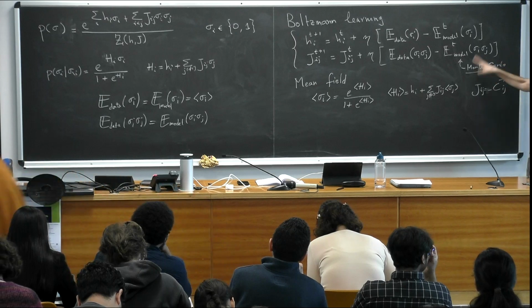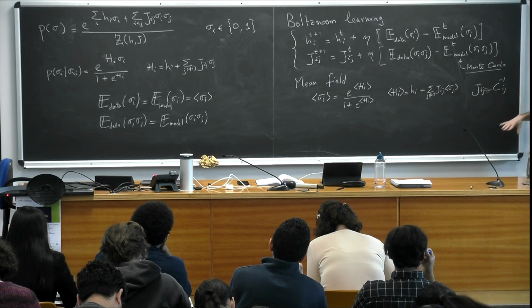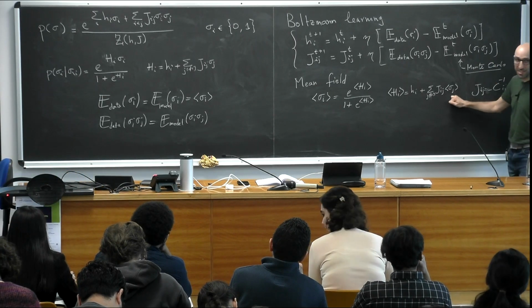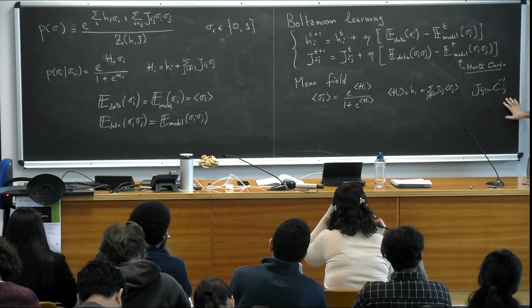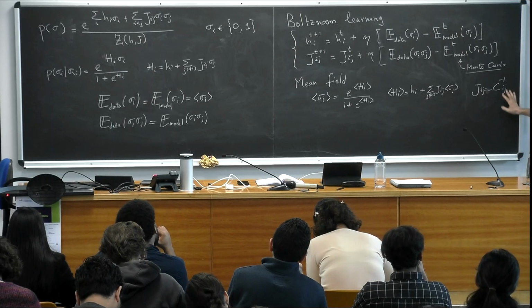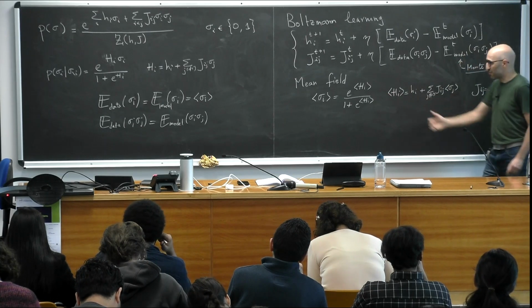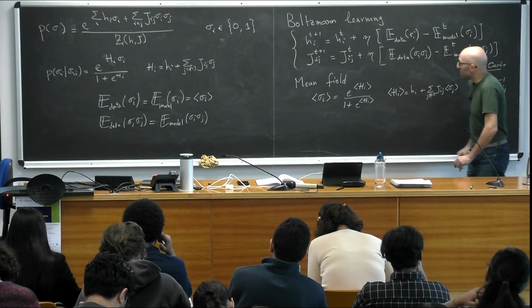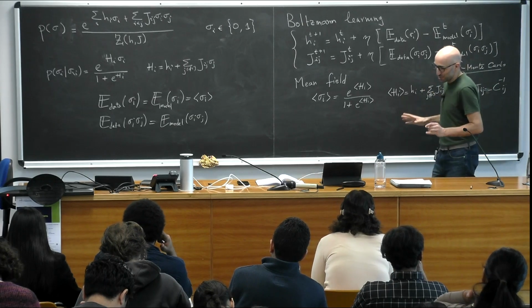You don't have to do any Monte Carlo. You just invert. You get from the data the correlations and the magnetizations. You invert the correlation matrix. This gives you the coupling. And then from here, you get the fields. So this is very efficient computationally.